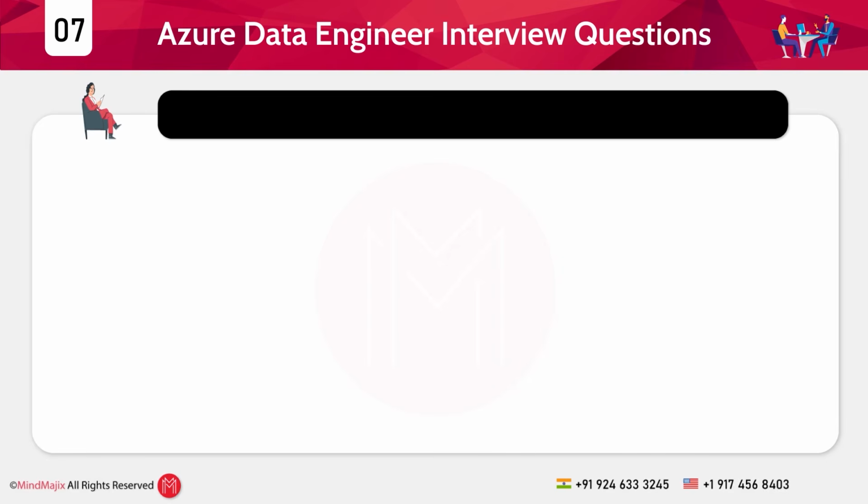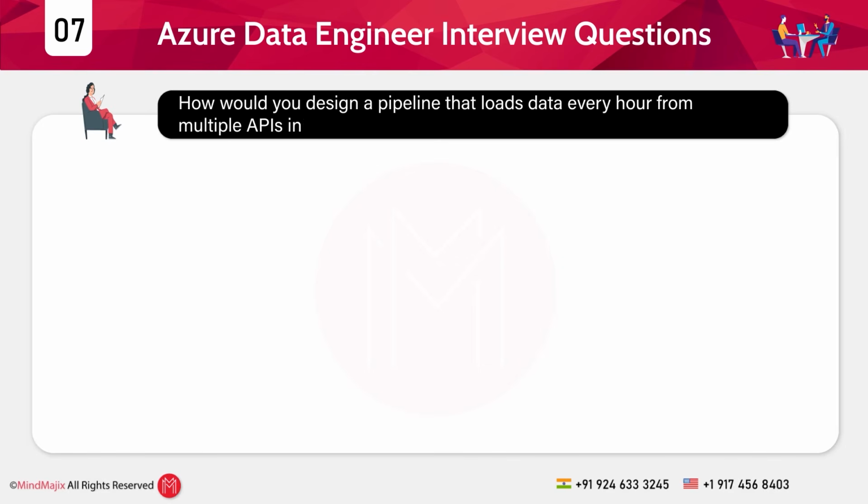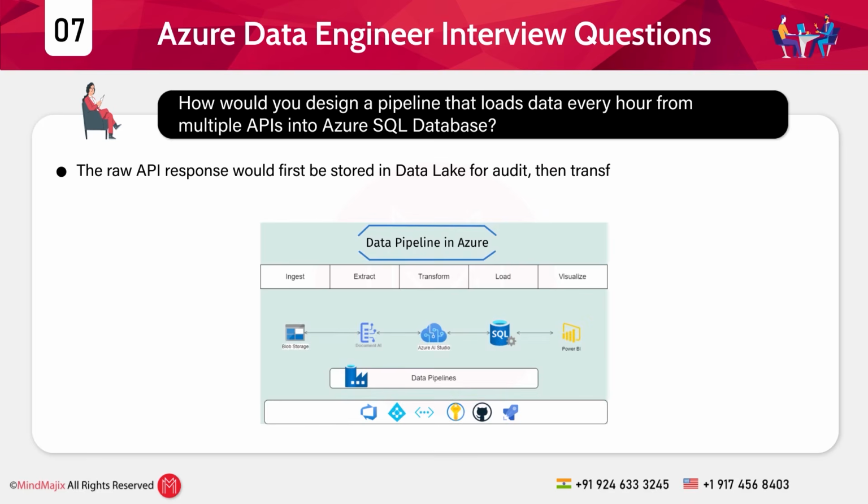So guys, this particular question is a scenario based question, and the question says, how would you design a pipeline that loads data every hour from multiple APIs into Azure SQL database? So first and foremost, you would create an Azure Data Factory pipeline with a copy activity that calls the REST APIs every hour using a trigger. The raw API response would then be stored into a data lake for audit and then transformed using the mapping data flows before being loaded into Azure SQL database. This ensures reliability and reusability in case APIs fail or the schema changes.